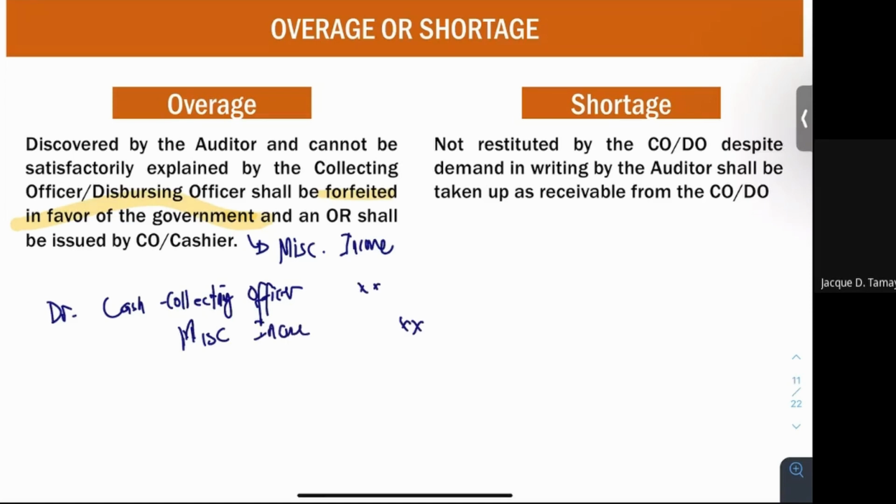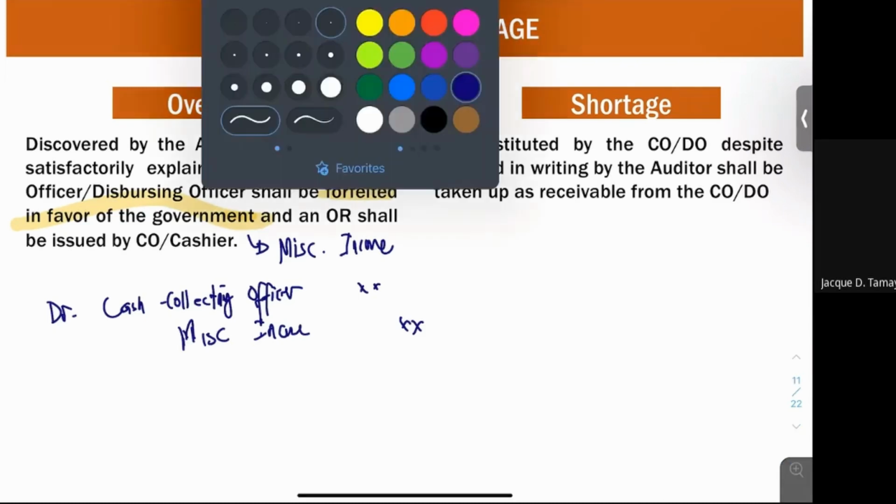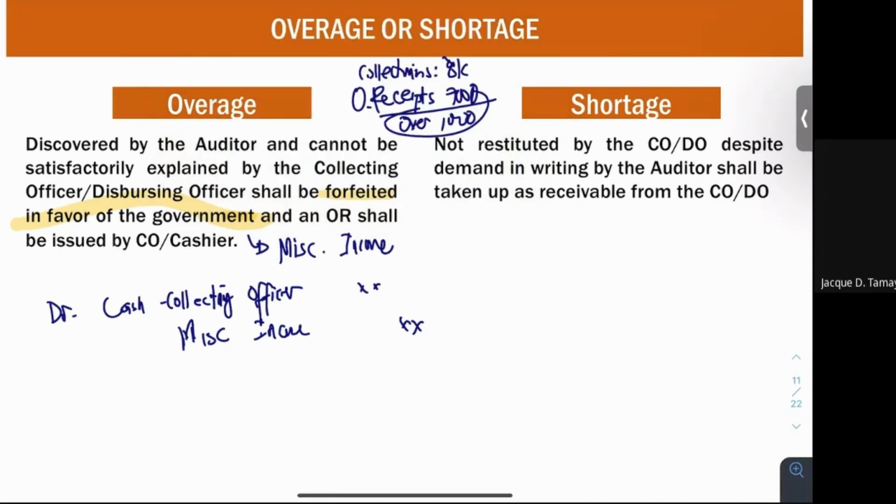So let's say, for example, your total collections is 8,000. And then, per your receipts or your OR, it is only 7,000. Therefore, there is an overage of 1,000. Okay? So how do we record the overage? So you record the overage by debiting cash, collecting officer and crediting miscellaneous income.